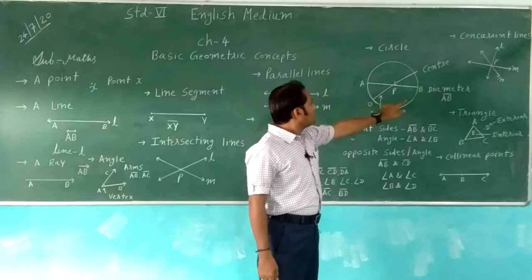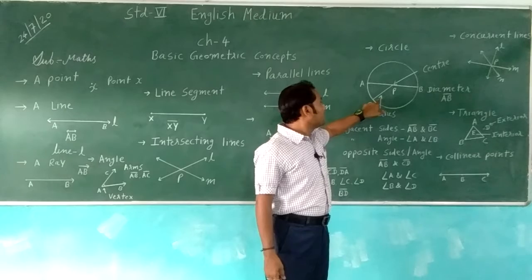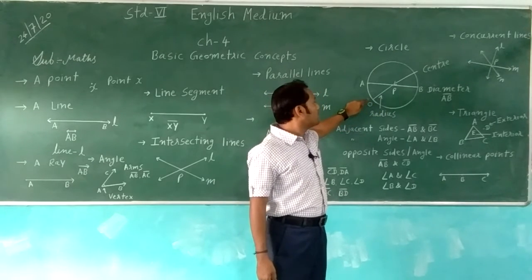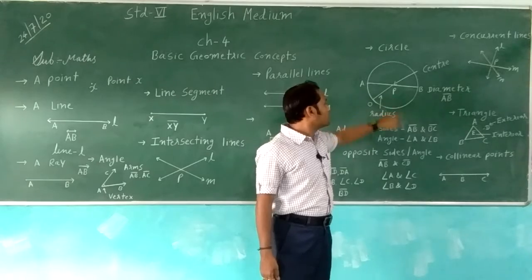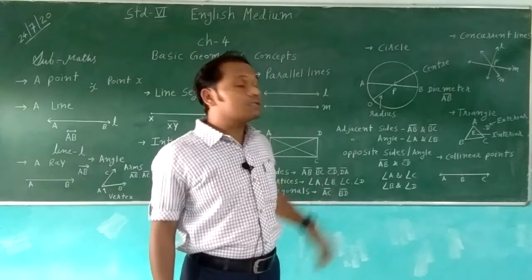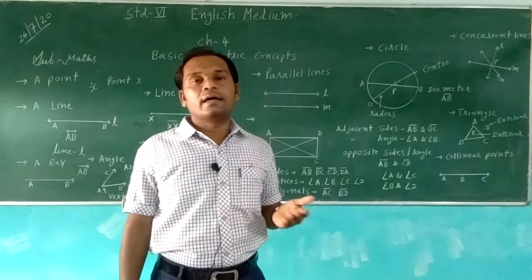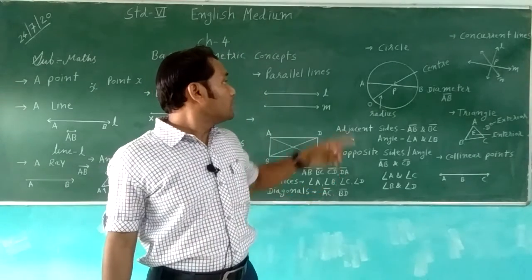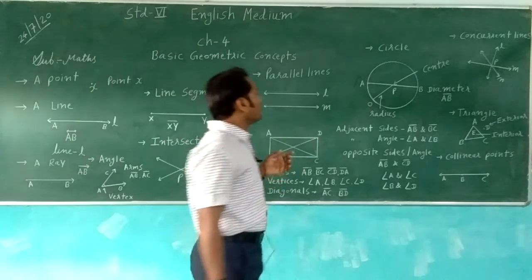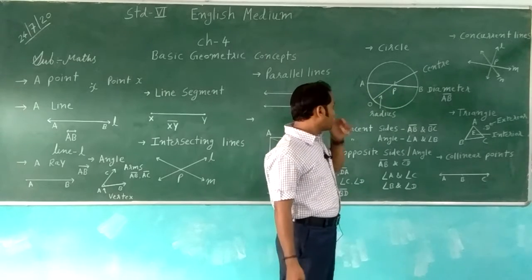If any line passes from P and touches the circumference of the circle, then OP is called the radius. If any line starts from the center and ends at the circumference boundary of the circle, then it is called a radius. So this line OP is called the radius.